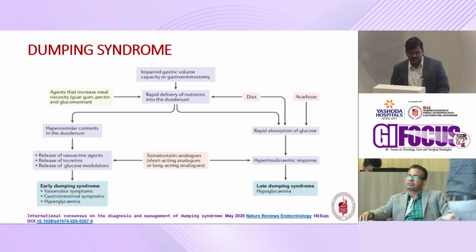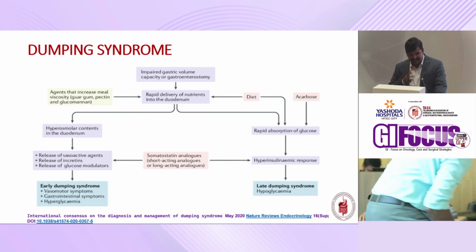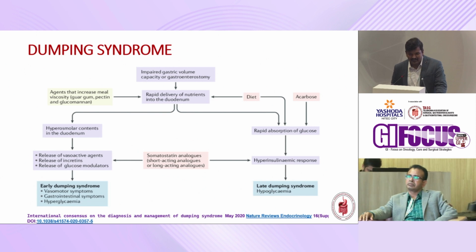Coming to dumping syndrome, it can be early dumping syndrome and late dumping syndrome. Because the gastric capacity is decreased and we have done a gastrojejunostomy, there is a rapid delivery of the nutrients into the duodenum. Because of that, there will be hyperosmolar contents in the small bowel, resulting in the release of incretins and glucose modulators, resulting in early dumping syndrome, which includes vasomotor symptoms and gastrointestinal symptoms.